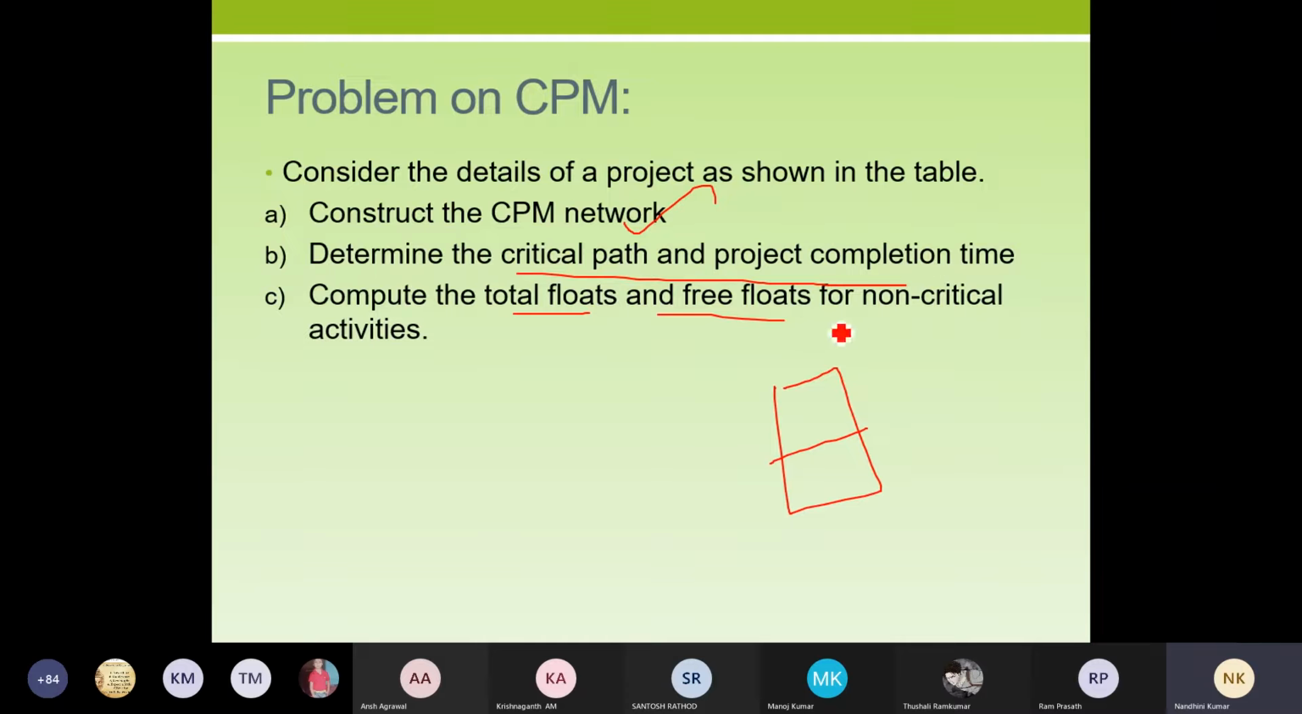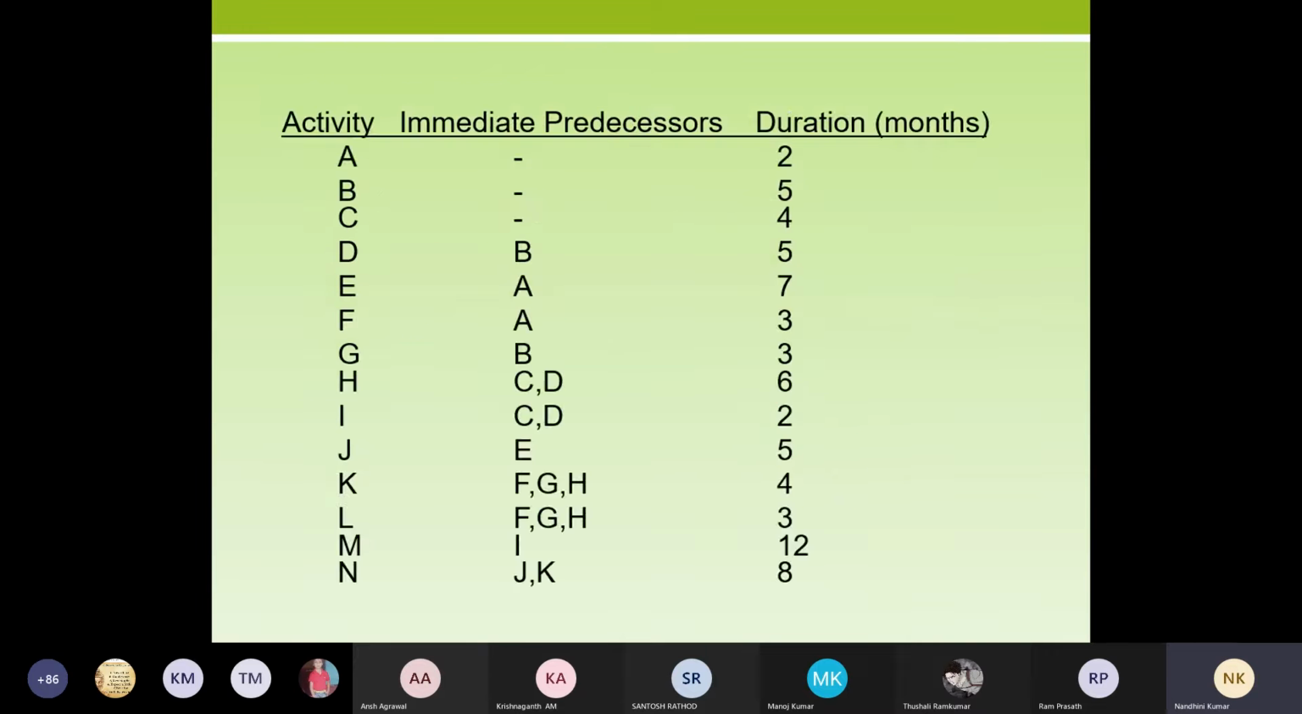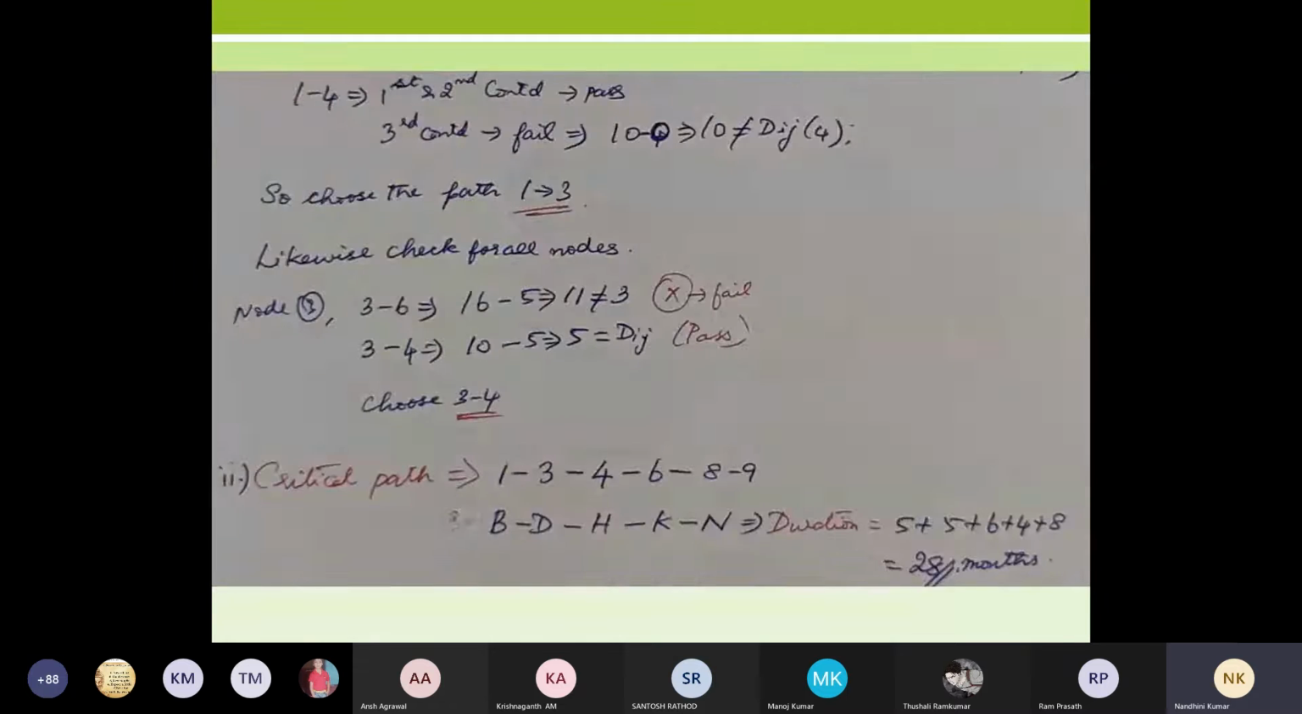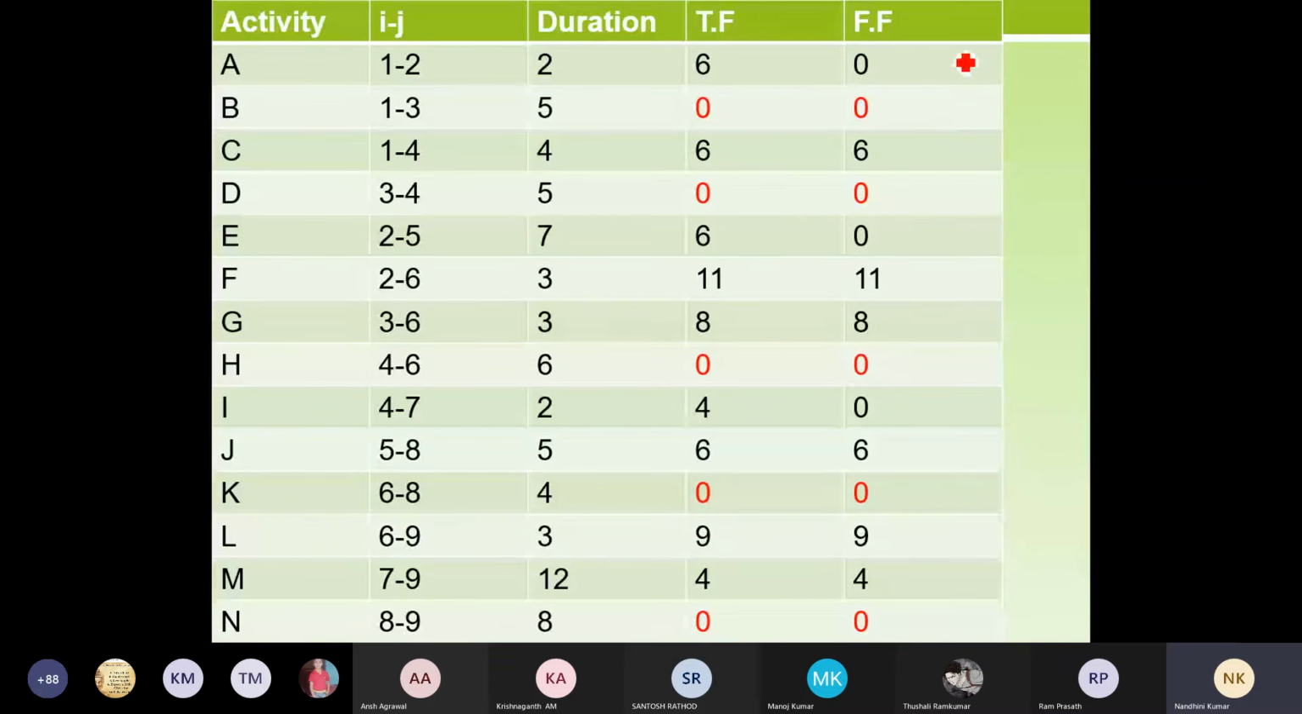They're asking the question like compute the TF and FF for non-critical activities. You know for critical activities both are going to be 0. Then they are asking for the non-critical activities, which is what we calculated in the previous question. So we have calculated the total and free float for the non-critical activities. So we have completed this problem.